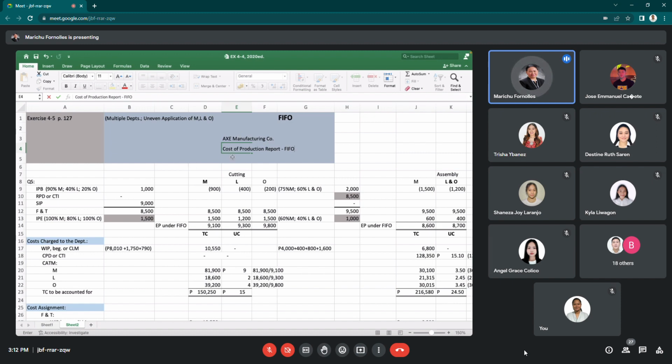Now remember, in process costing, there are only two alternative methods to be used. Either you use the weighted average method or you use the first in, first out method.